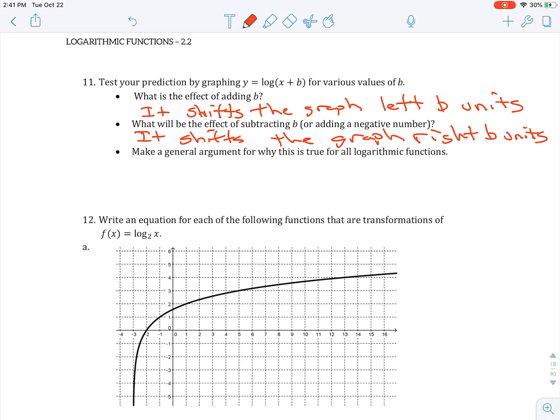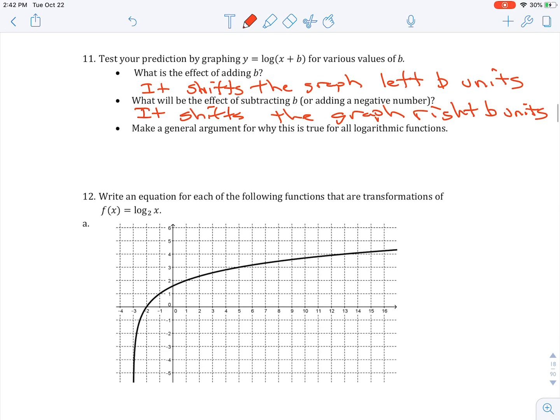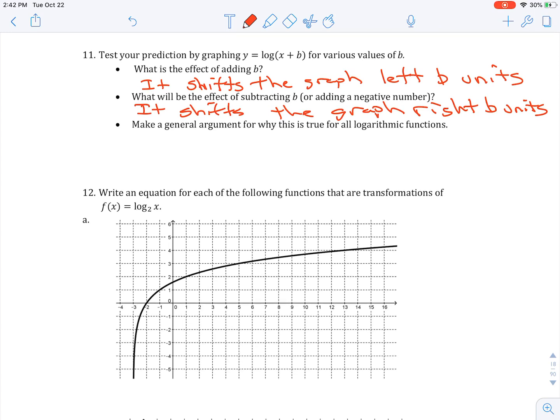That's what's really important for that right now. I'm just going to read you what it says in the answer key for your general argument. The horizontal translation works for all functions, including logs. If b is added to the input value, then every point in the new graph will occur b units before it occurred in the original graph, thus moving it left. The reverse is true if b is subtracted from the input value. Okay, that is 1 through 11. I'm probably going to need to make another video.